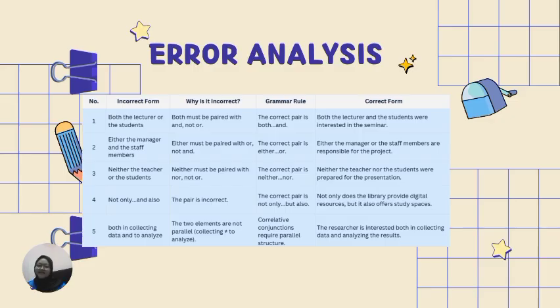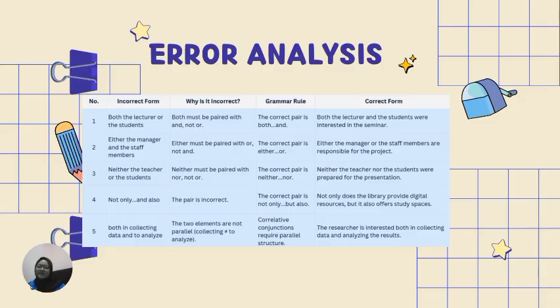The second sentence uses "either and." It should be either or. The third sentence is "neither or." The correct pair is neither nor. The fourth sentence says "not only and also." The correct expression is not only but also.